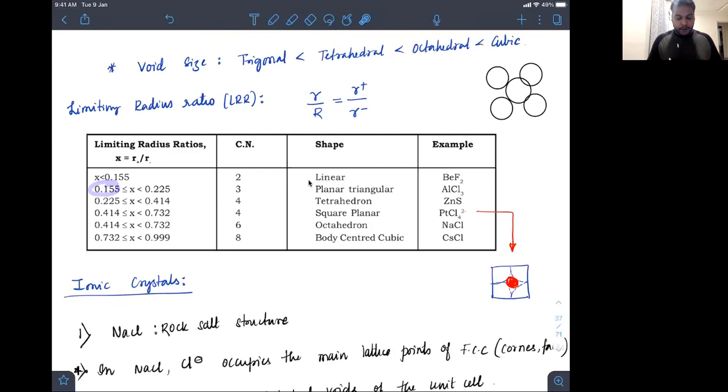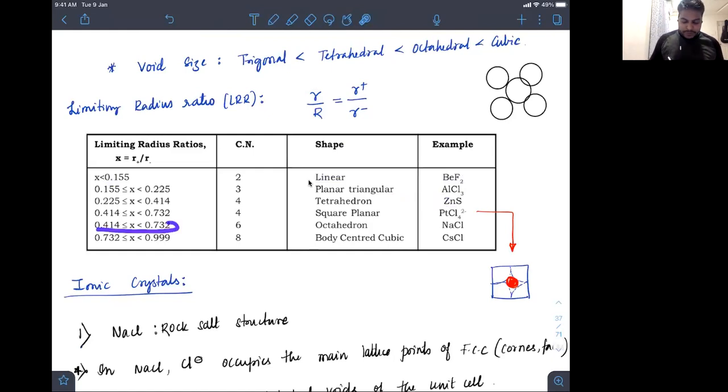If it is between 0.155 to 0.225, this is where we have seen the triangular void is forming and the coordination number is 3, right? And the shape we will find out as planar triangle. Examples: AlCl3, BF3, these are all going to form triangular voids. From 0.225 up to 0.414, we will have coordination number 4, and that will form tetrahedron, like ZnS. ZnS will have the tetrahedral bond.